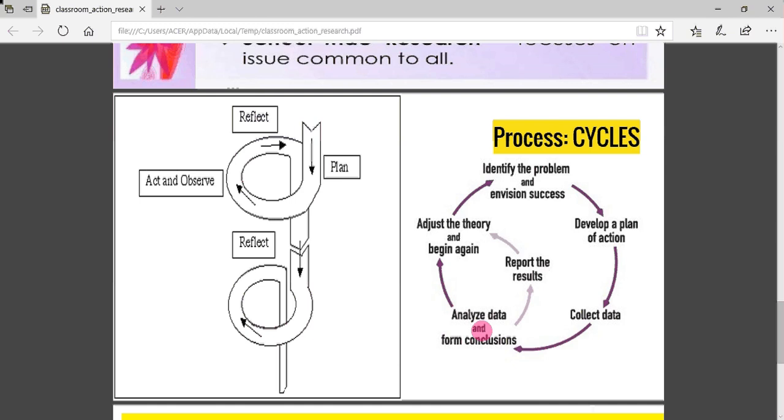When the problem has already been overcome or solved, it means your classroom action research is finished. Your thesis is finished. Now you can write your report.